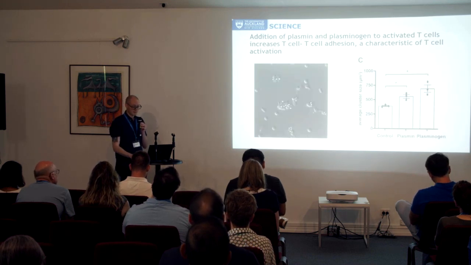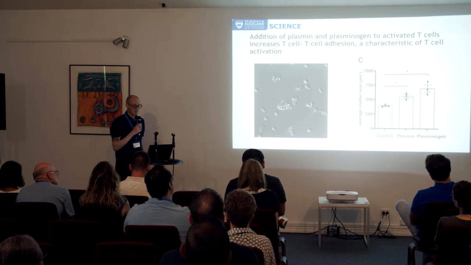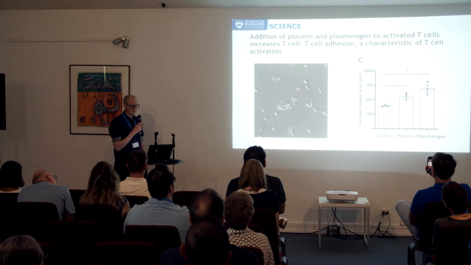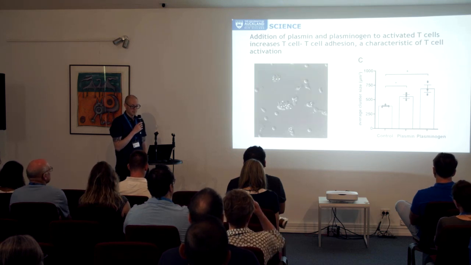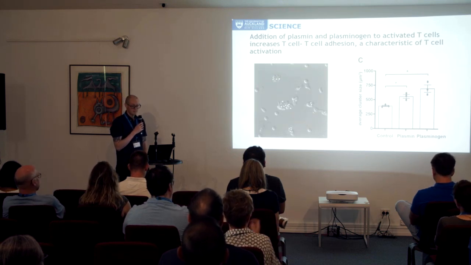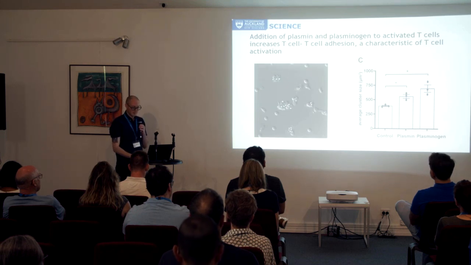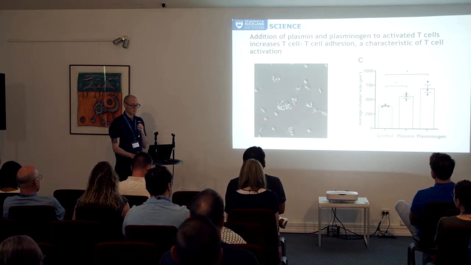And interestingly, if you add plasmin or plasminogen to these cultures, the size of these clusters increases. So the first bar graph is the control, and then the size of these clusters jumps up when plasmin or plasminogen is added. Which is the first indication that something changes during T cell activation when plasmin or plasminogen is present.